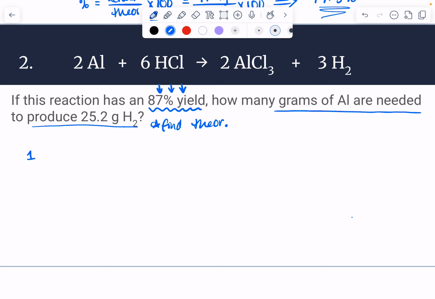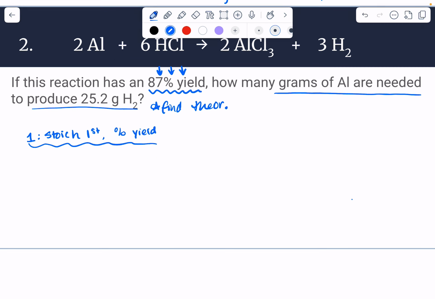So method number one is where you're going to be doing the stoichiometry first and then using the percent yield later. So you kind of have two choices. The first method is using the stoichiometry first. This is what I prefer, but you can do it either way, you'll get the exact same answer. So if you use the stoichiometry first, you're looking at the amount of hydrogen gas that you're producing. So that's the 25.2 grams.